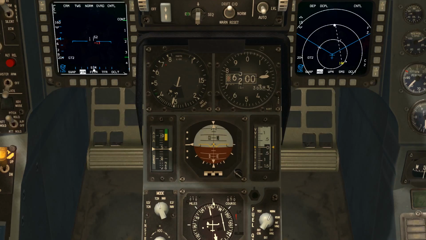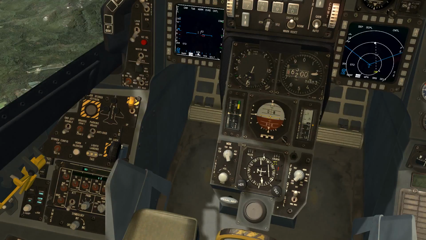On the HSI, the horizontal situation indicator, I've set the 050 degree course with the course select knob. So that's set on 050.